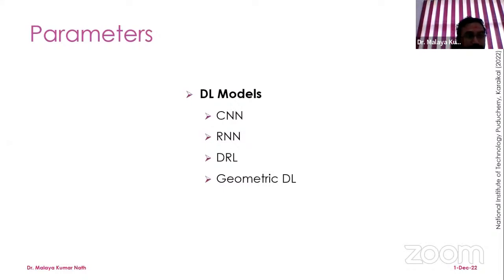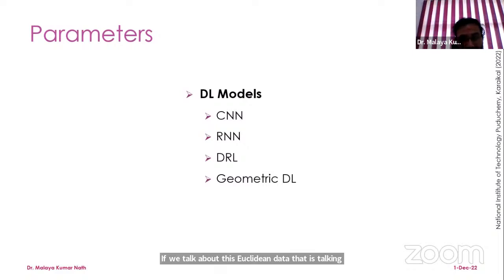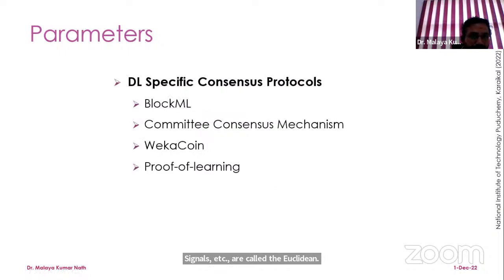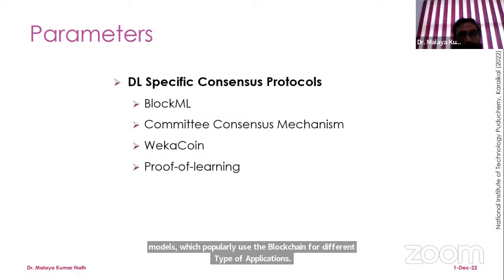If we talk about Euclidean data, that is nothing but images, audio, ECG signals, EEG signals, etc. These are called Euclidean data. So these are some of the few models which popularly use the blockchain for different types of applications. Next, we'll talk about the parameter called deep learning specific consensus protocols.